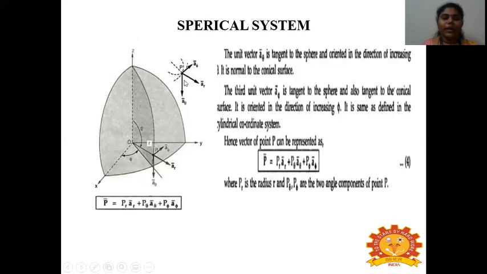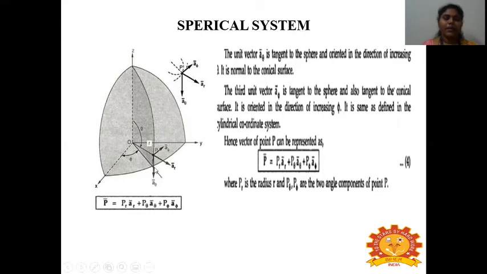The unit vector a theta is tangent to the sphere and oriented in the direction of increasing theta. It is normal to the conical surface. The third unit vector, a phi, is tangent to the sphere and also tangent to the conical surface, and it is oriented in the direction of increasing phi. This is the same as in the cylindrical coordinate system.